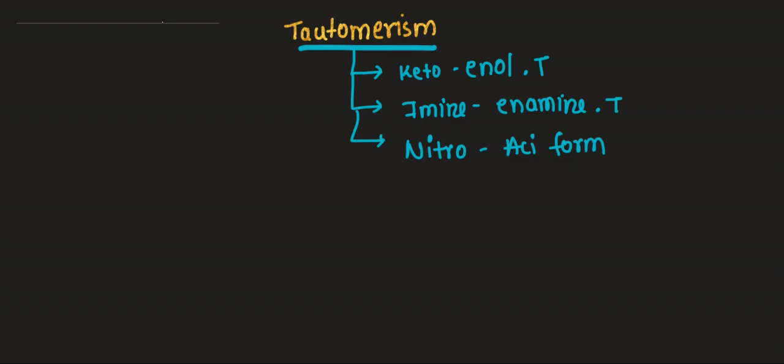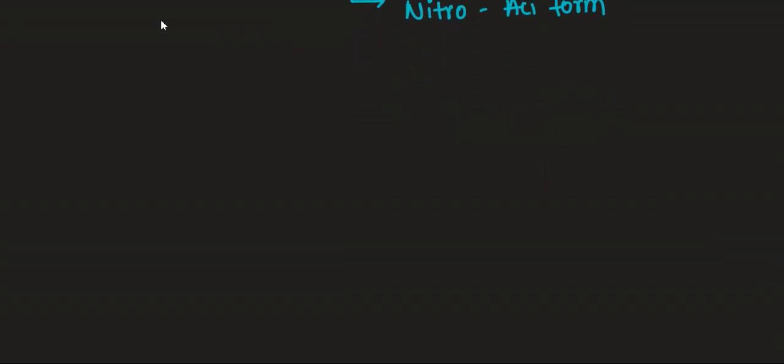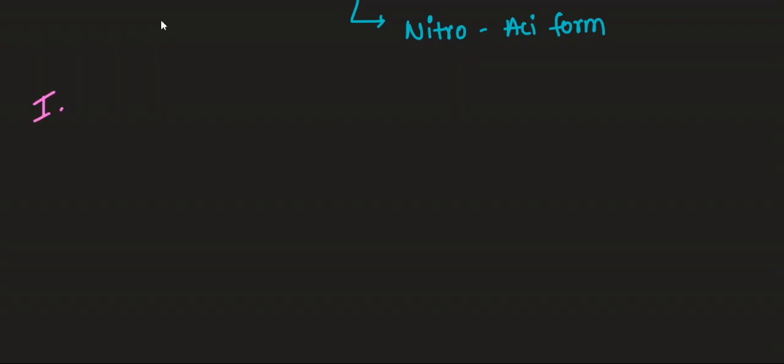Okay, so let us try to understand. In this class we study questions related to tautomerism. Let us start with the first one. The first category is keto-enol tautomerism. I'm not going to go into detail like the definition and everything, we are just going to discuss the concepts.